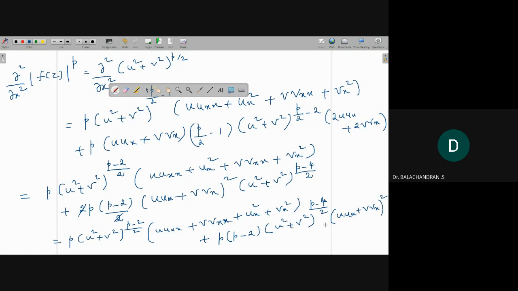Okay, so actually this is nothing but dou square by dou x square of mod f of z whole power p. I call this equation 1.